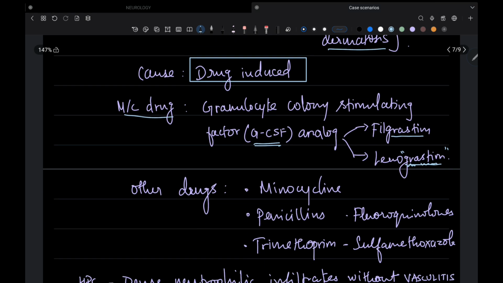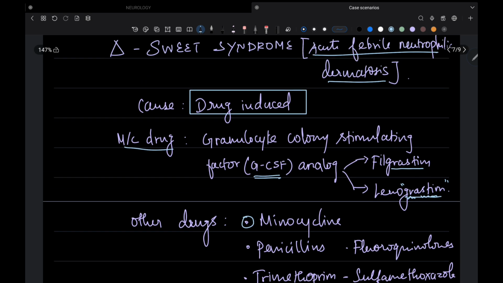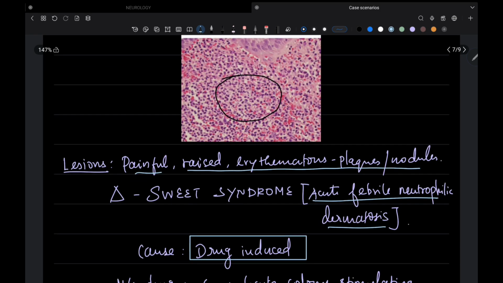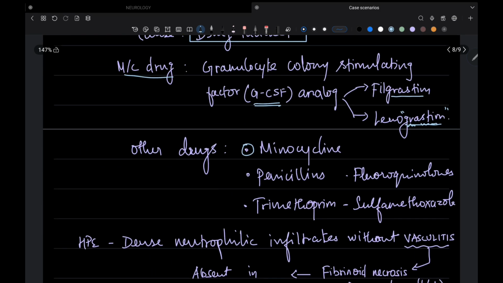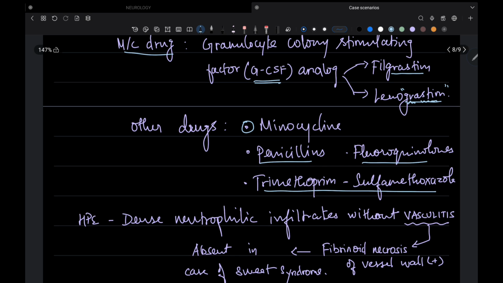And other common drugs that cause the Sweet syndrome is minocycline. As we see in this case, our patient was taking minocycline therapy, and other antibiotics like penicillin, fluoroquinolones, trimethoprim, sulfamethoxazole.